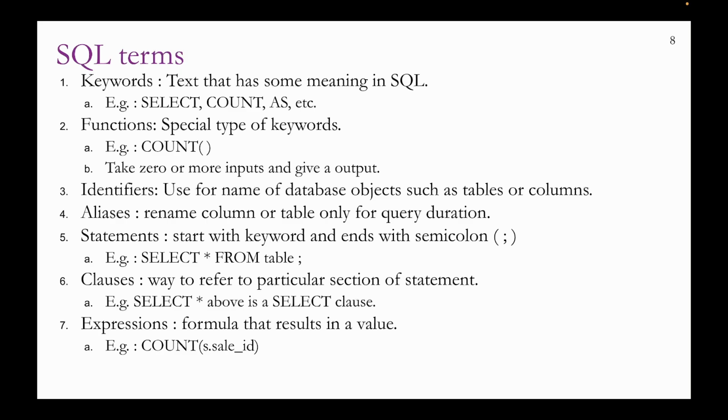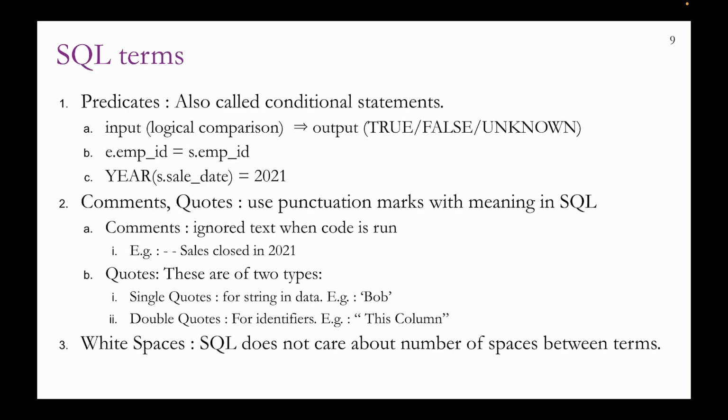Expressions. Expressions are formulas that result in some value. Like if we add something, 5 plus 3 will be an expression because it will give us some value. Next is predicates. Predicates are conditional statements. When we write predicates, they give true, false, or unknown values. For example, when we write in our code year of sales date equal 2021, if the sales date year is 2021, it will give true. Or if the sales date year is not equal to 2021, then it will give false. Otherwise, if it is null, then it can give unknown. Unknown value is also specified in SQL.